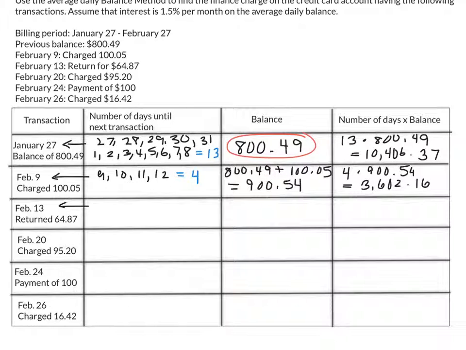Now we'll move on to the third row. So our third row tells us that on February 13th, we returned items for $64.87.